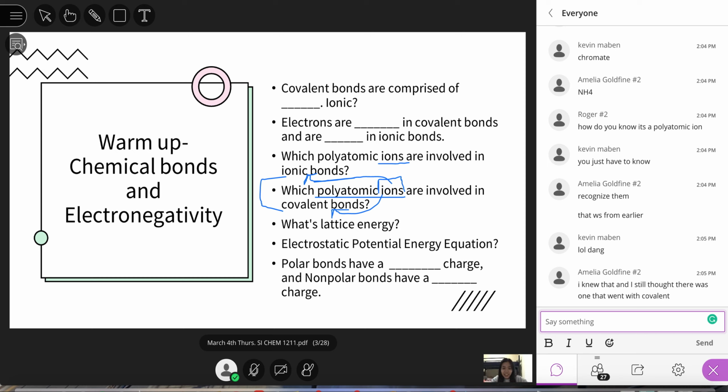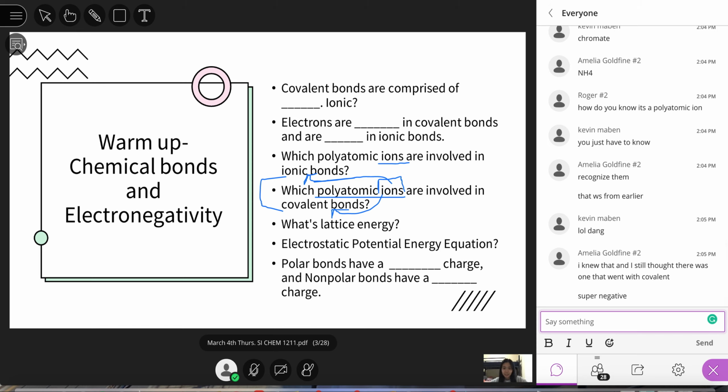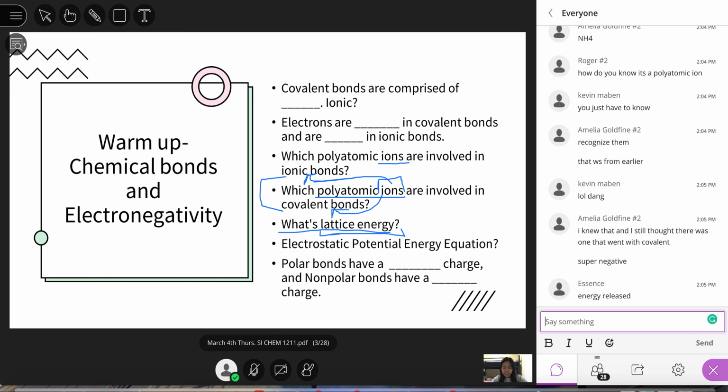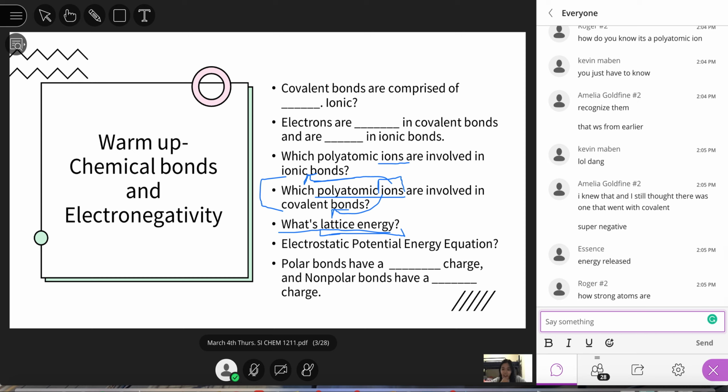And then, what about lattice energy? What's lattice energy? Super negative. Okay. Do we have any other answers to go with that? Do we know what lattice energy is? Do you have any other ideas? This one's not as important, but I would like for you to know just in case, because I can't tell you exactly what's on there. Energy release. Do we have any other guesses? Do we agree? How strong atoms are. Okay. Anyone else? If you don't know, feel free to say I don't know too. It just gives me an idea of what you think.